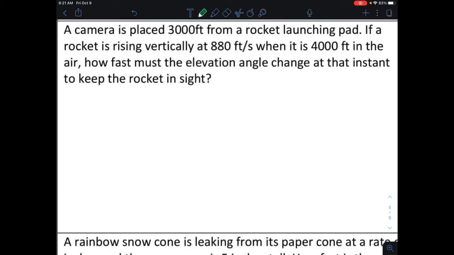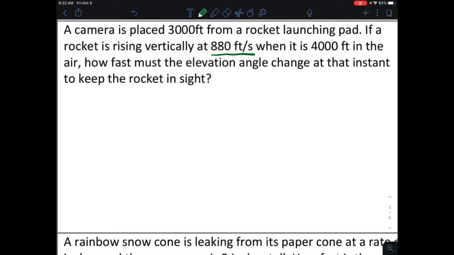All right, this problem: a camera is placed 3,000 feet from a rocket launching pad. The rocket's rising vertically at 880 feet per second. There's a rate there. And when it is 4,000 feet in the air, how fast must the elevation angle change at that instant to keep the rocket in sight?